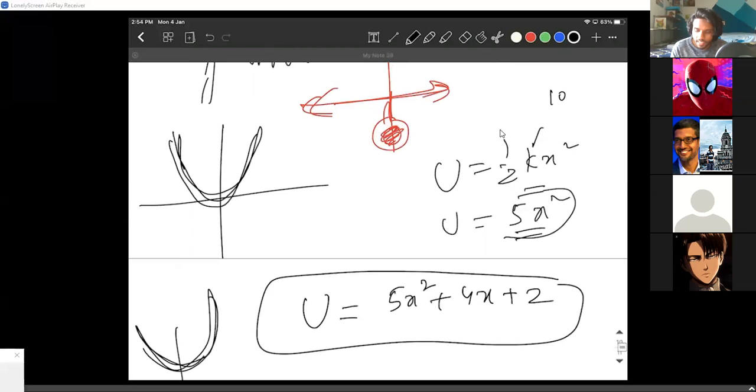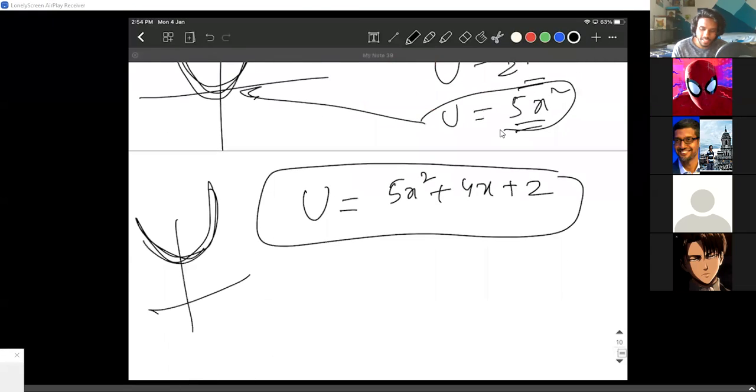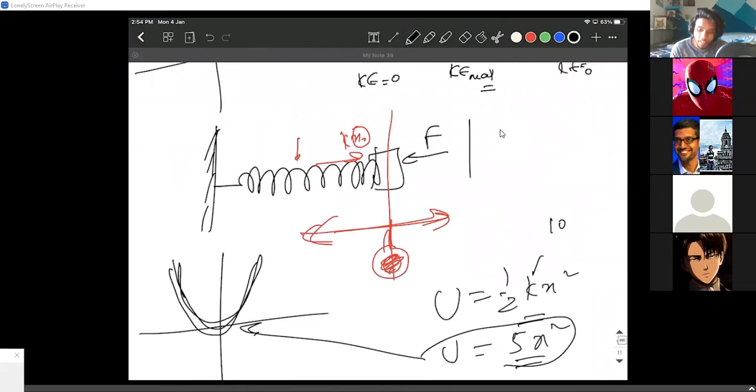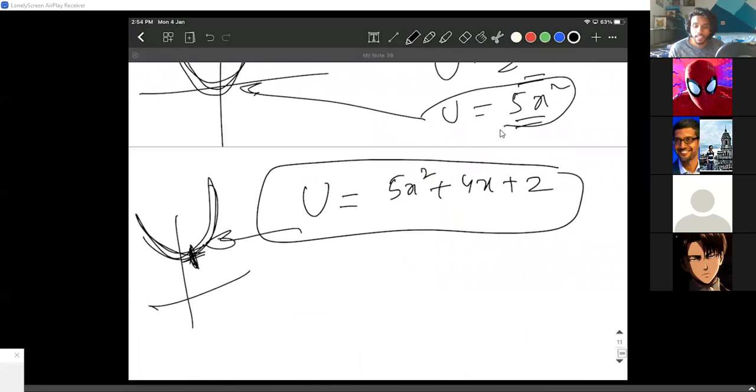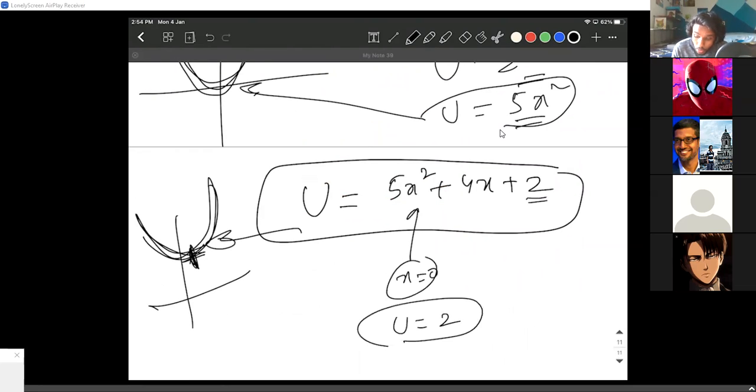This represents a parabola, this represents a parabola, like this. That's all, except the minimum value is not zero. So it is a case where the potential energy minimum is not zero. That's the main difference, mathematically speaking. Even at x equal to 0, the potential energy of the particle is U equals 2. So even at the mean position, the potential energy is not becoming 0.